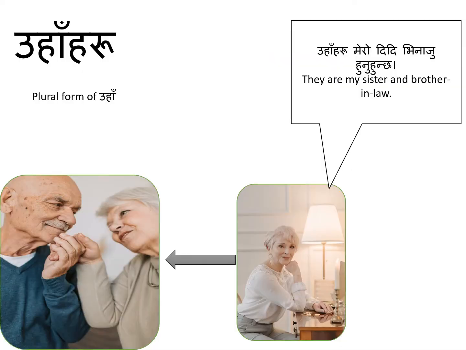Plural form of uha and waha is uhaharu and wahaharu respectively. So here in the picture, the lady is talking about the couple. So she is saying, उहाँहरू मेरो दिदी भिनाजु हुनुहुन्छ. They are my sister and brother-in-law. So Didi is elder sister, and Vinazu is brother-in-law. उहाँहरू मेरो दिदी भिनाजु हुनुहुन्छ.